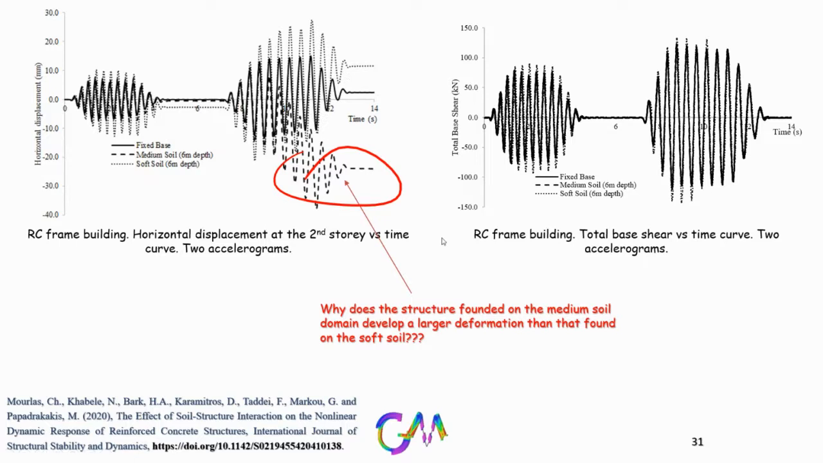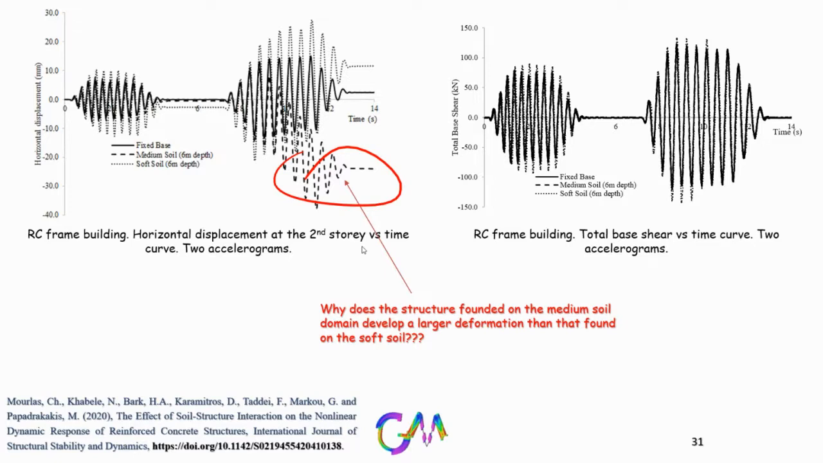All right, so this is what happened here, but instead of resonating with the soft soil where we expect to have a larger deformation, the medium soil also has its own frequency, and therefore here we have a resonance due to the frequency of the accelerogram, the frequency of the soil, and the frequency of the structure, which is damaged.